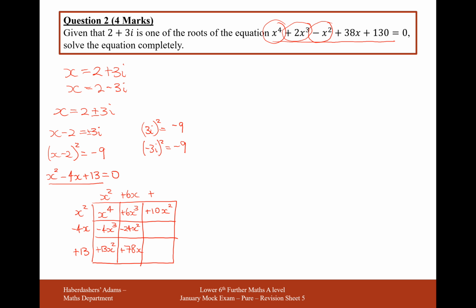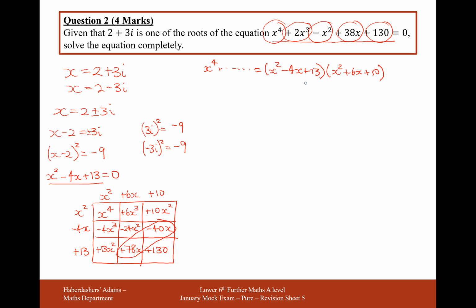And to do this I'm going to need a plus 10 here, I'm going to need minus 40x here, and I'm going to need plus 130 here. And hopefully these other two values here and here add up. So 78x minus 40x, that's plus 38x, and 130, that's what I've got there. Perfect. So what we can say here is this quartic equation is equal to x squared minus 4x plus 13 times x squared plus 6x plus 10.